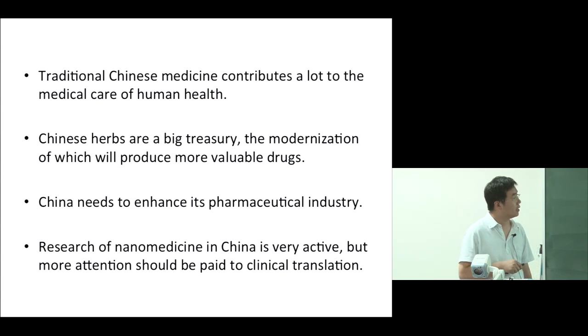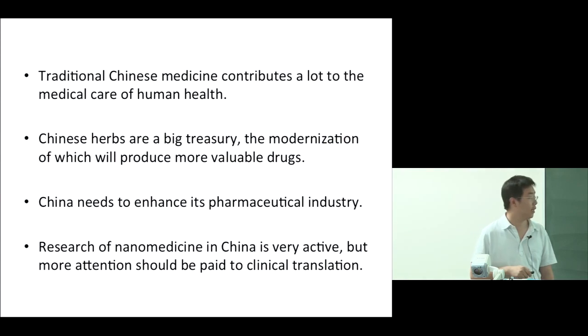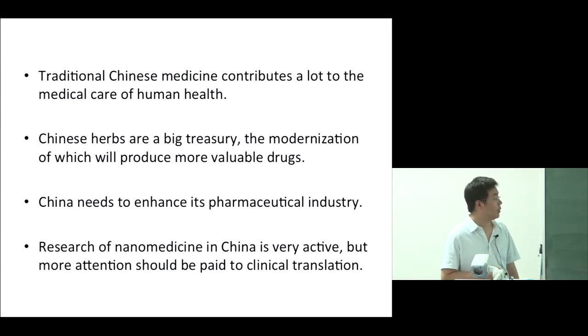And third, I think China needs to enhance its pharmaceutical industry because it's too weak, as you can see. Even India has a very successful company, but China doesn't. And finally, the research of nanomedicine in China is very active. We publish many papers, but I think more attention should be paid to clinical translation. So in the future, we should use nanomedicine not only in the lab, but also in the hospital.